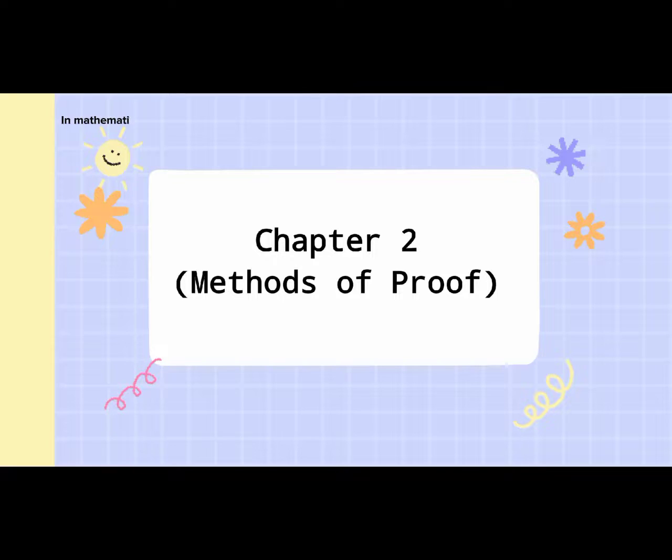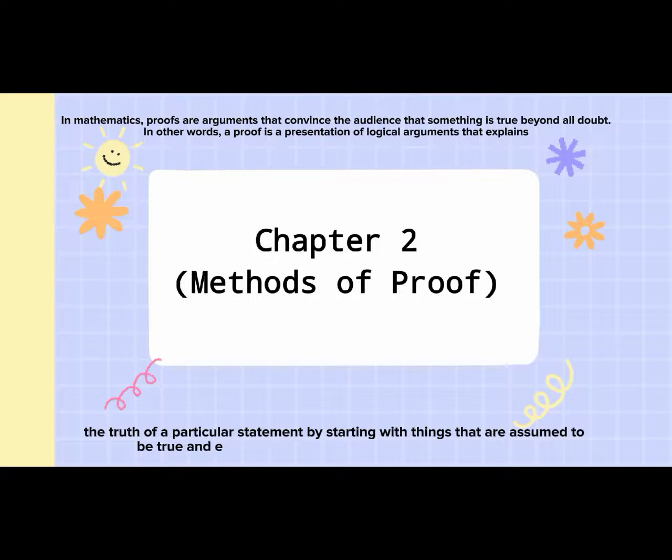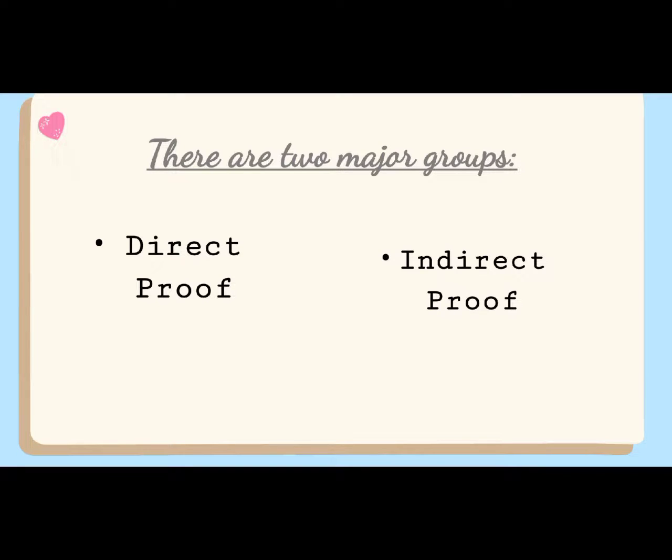In mathematics, proofs are arguments that convince the audience that something is true beyond all doubt. In other words, a proof is a presentation of logical arguments that explains the truth of a particular statement by starting with things that are assumed to be true and ending with a statement we are trying to prove. We can use several methods or techniques in building a proof, but there are two major groups: direct proof and indirect proof. So let's discuss first the direct proof.